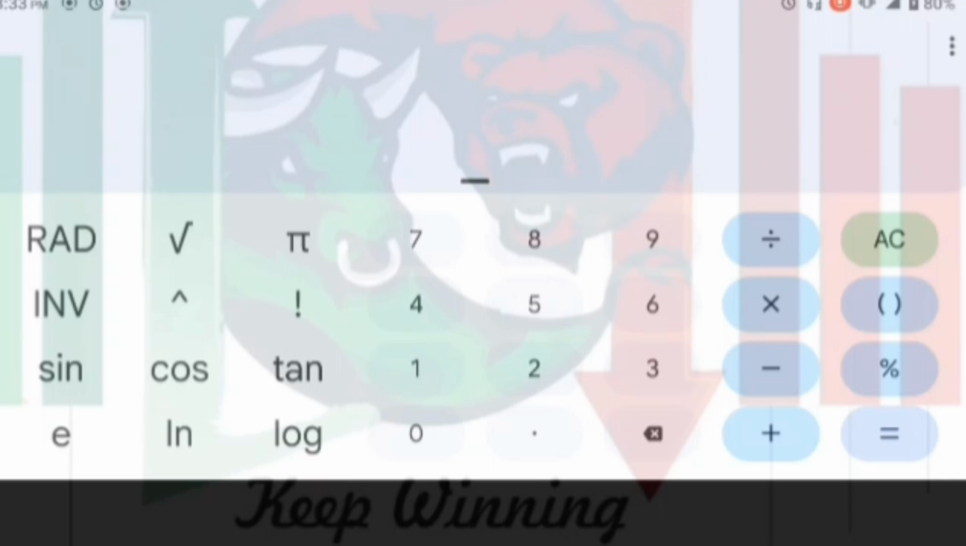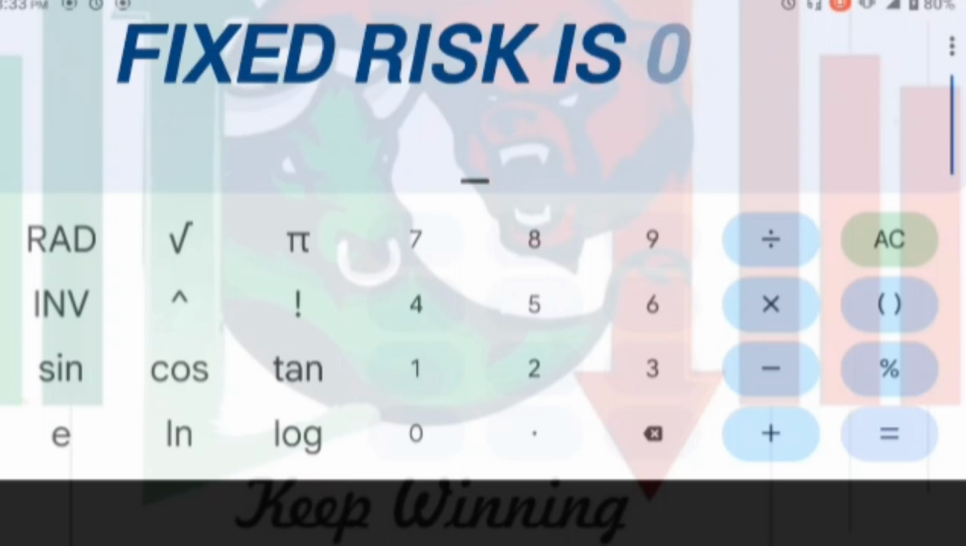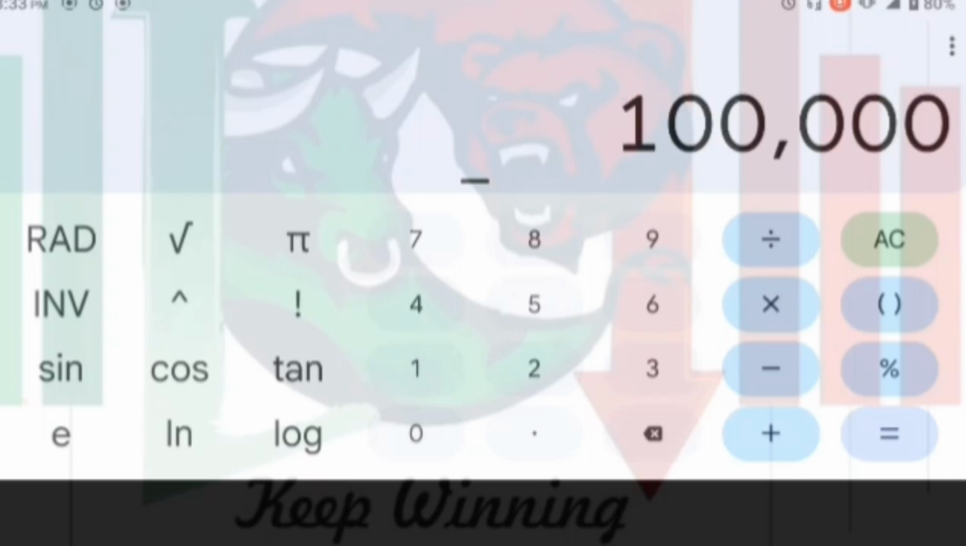So your fixed risk should be 0.5% per position. You should be risking 0.5 per position. This is when you're at break even or you're in profit, like break even or plus. In today's video I'll be using a 100k account example, sorry guys.